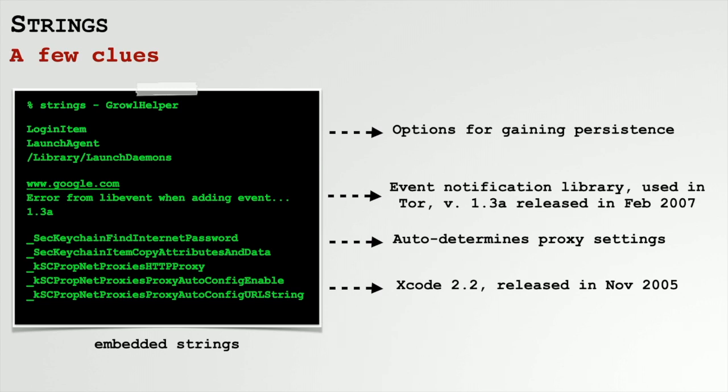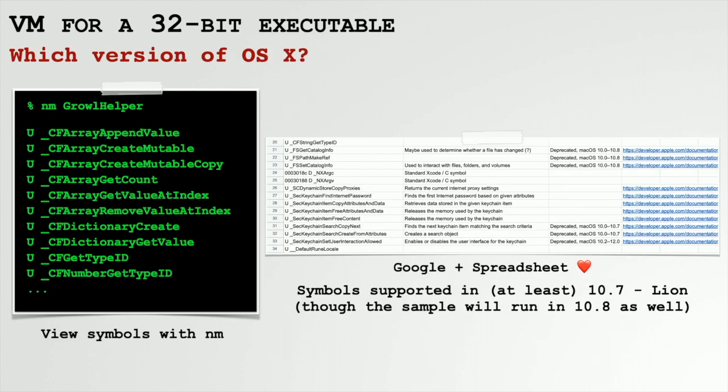I'll get back to that in a bit, but this is what I pulled out from just strings, looking at what's there, Googling a bunch of stuff just to see what stands out. I also knew that I wanted to be able to run this sample at some point. So the question became which version of OS X it would need. So I used nm to dump all of the symbols, plugged that into a spreadsheet, and started Googling every single one of them just to figure out what they do.